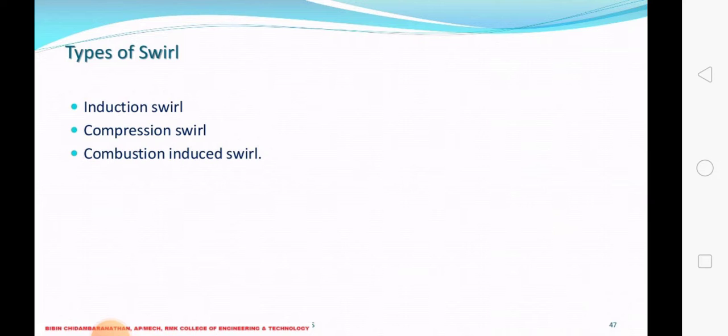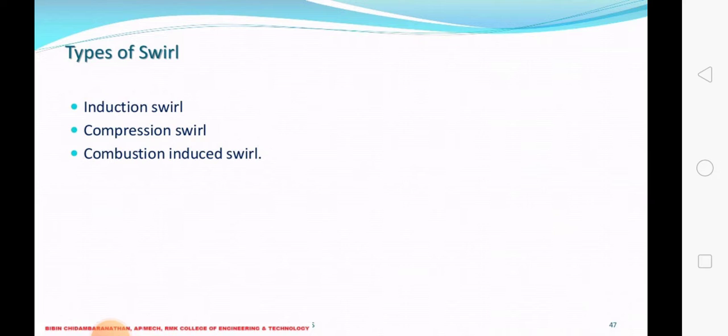In the first, that is induction swirl, by directing the flow of air during its entry to the cylinder, this is known as induction swirl. This method is generally used in open combustion chambers. If the air is forced through a tangential passage into a separate swirl chamber during the compression stroke, it is known as compression swirl, and this method is generally used in swirl chambers.